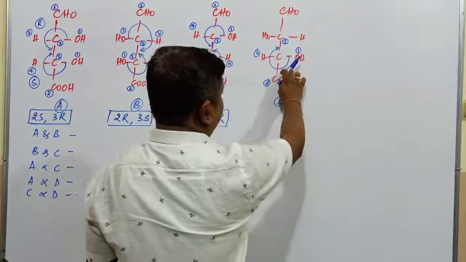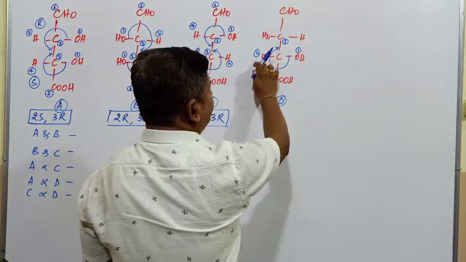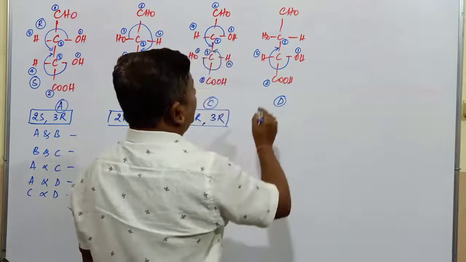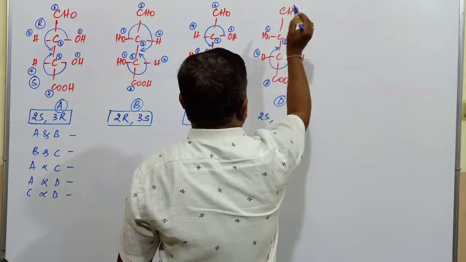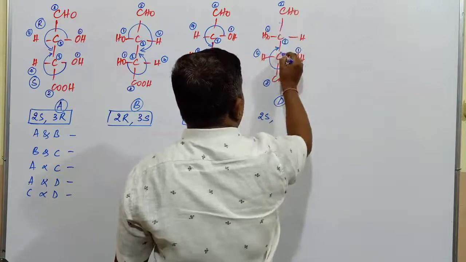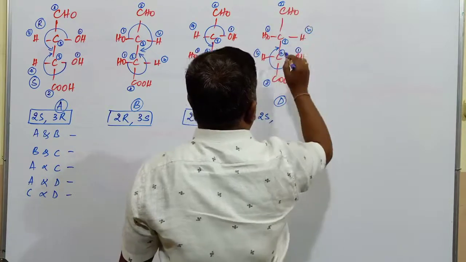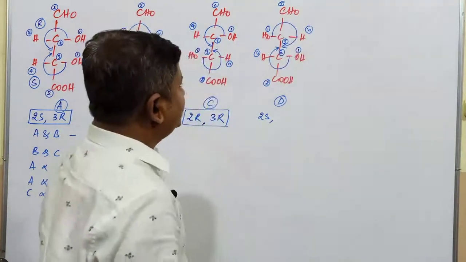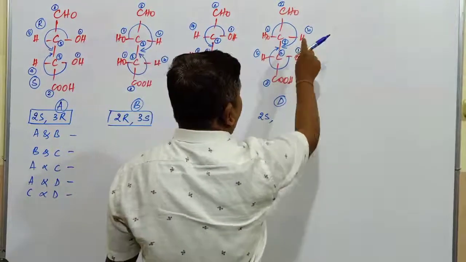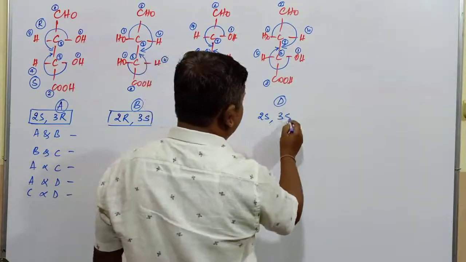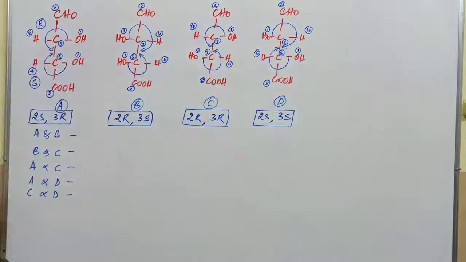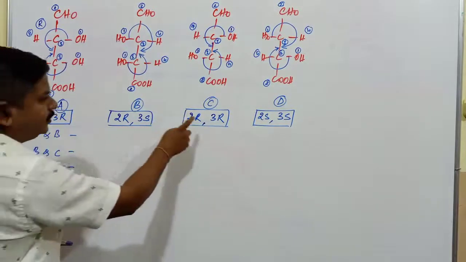Clockwise means it is R, but hydrogen is present in the horizontal position, so it becomes what? 2S. Now here this is OH first one, this is second priority, this is third priority, this is going to be fourth one. It is taking place in this direction, that is clockwise. Clockwise means R, but hydrogen is present in horizontal position, so it is called S. 2S 3S. Very clearly we have assigned the configuration for these four molecules: 2S 3R, 2R 3S, 2R 3R, and 2S 3S.